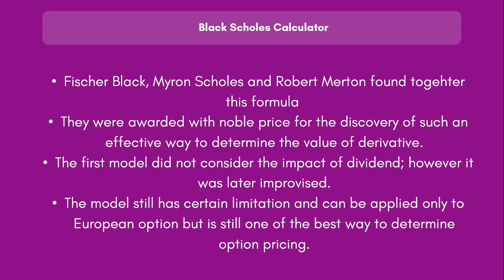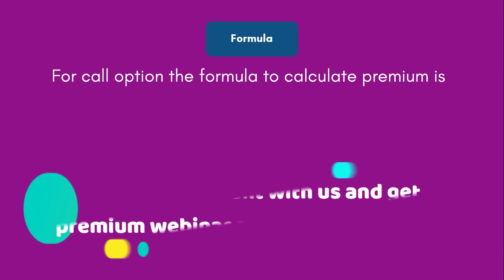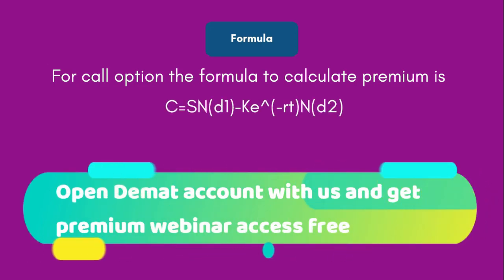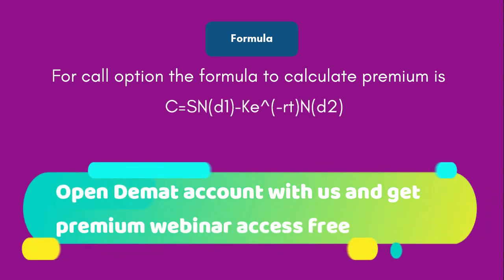Now, if you know about the Indian market, we follow the European option model. So for us, the Black-Scholes calculator works perfectly fine, and a lot of institutions as well as retail investors use the Black-Scholes calculator to determine option pricing. Now the formula to calculate call price using the Black-Scholes calculator is something like this. The formula looks slightly complicated, I know.